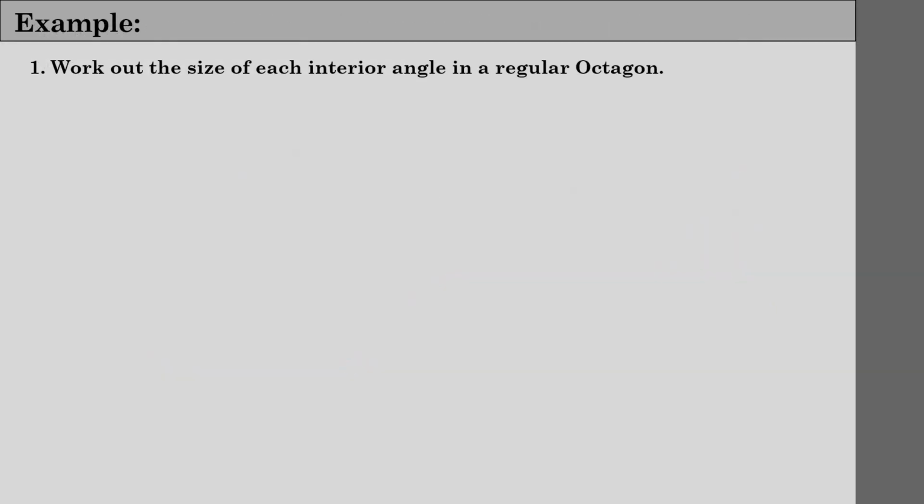Here is an example for all of us to try. The question is, work out the size of each interior angle in a regular octagon. So this is my regular octagon where all the sides are equal. If all the sides are equal, it means all the angles are equal.